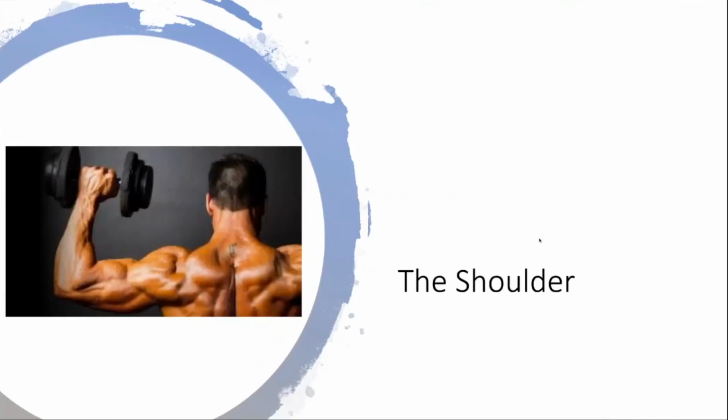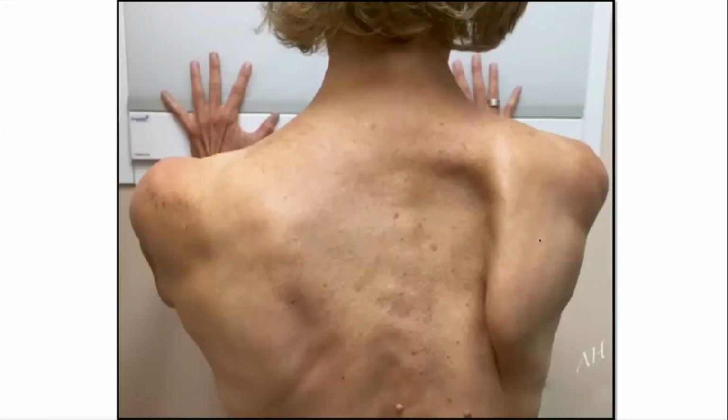Okay, let's do a little bit on the shoulder. Lars, are you there? Yeah, I'm here. What's wrong with this? So this looks like a wing scapula. What side? On the right side. Okay, what gives you that? I think this is an injury to the long thoracic nerve.